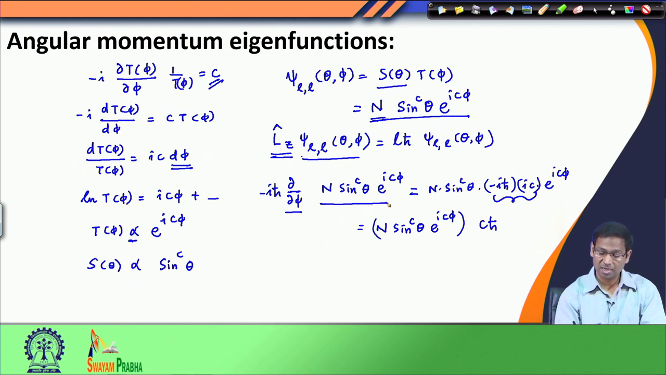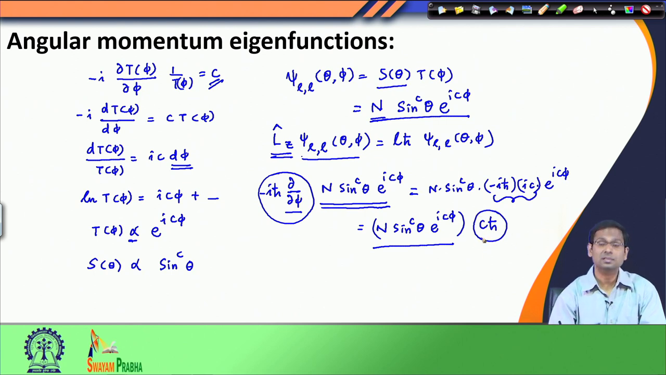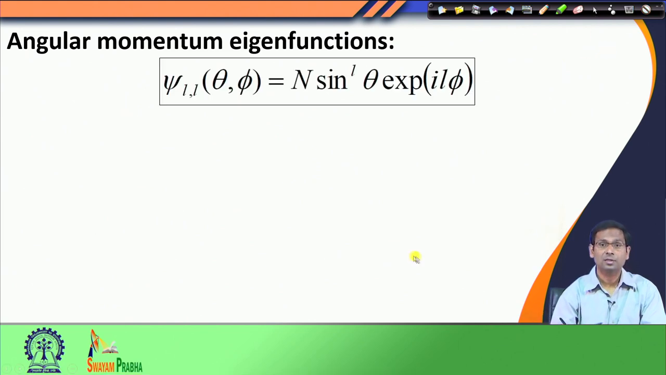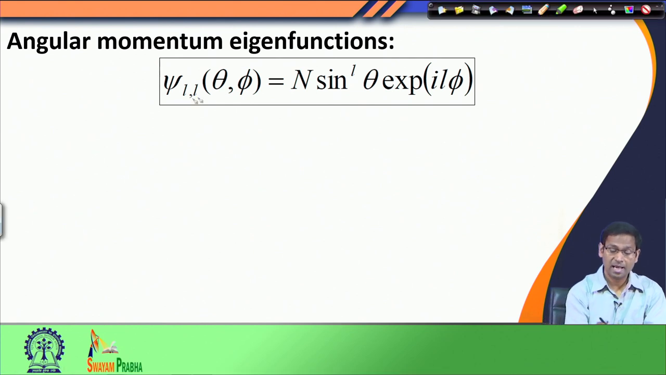So, you see in the left hand side I have this operator acting on this function which is an eigenfunction. In the right hand side I have got back this function multiplied by this constant. And this constant is nothing but the eigenvalue. And when I make them equal, you can see c is equal to l. So, since c is equal to l, I can now write the general form of psi ll as N, the constant, times sin to the power l theta e to the power i l phi. This is the general expression for psi ll.